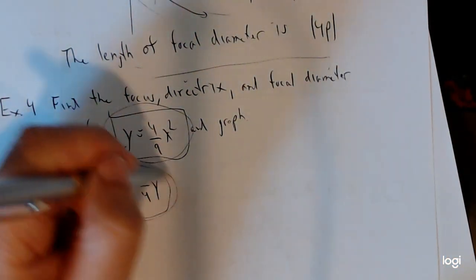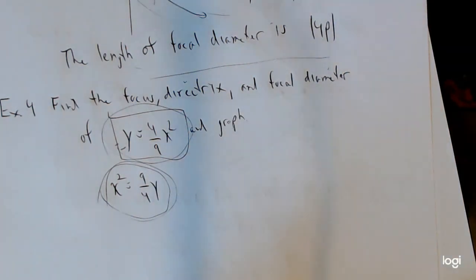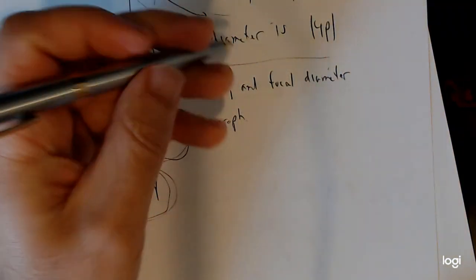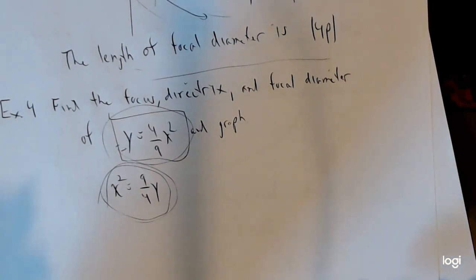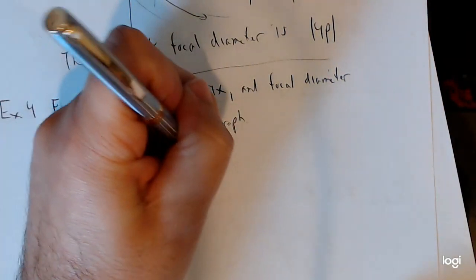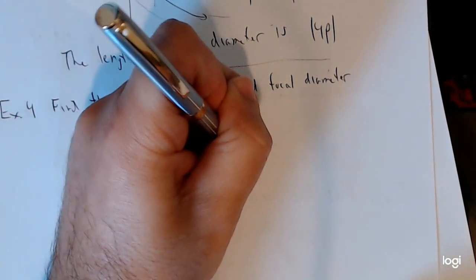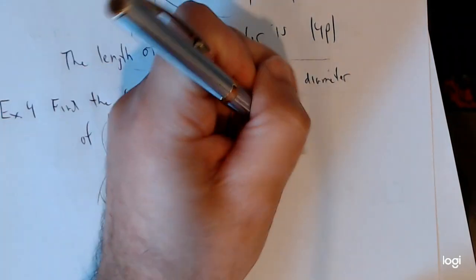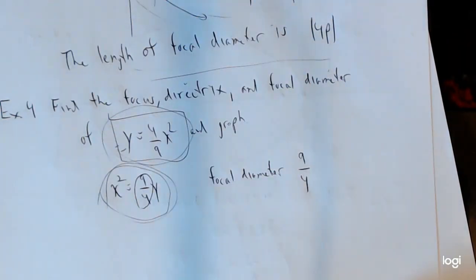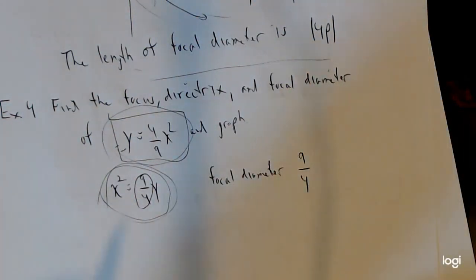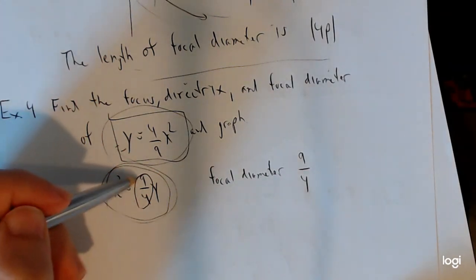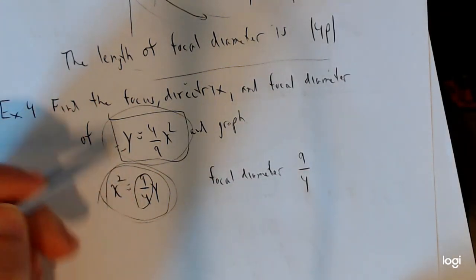So here's what I know. This parabola opens upwards, right? And we need to figure out what p is. And by the way, before we even do that, what's 9/4? That's my 4p, isn't it? So right away I could say, look, the focal diameter is what? 9/4. Okay? So with that said, that's my focal diameter.